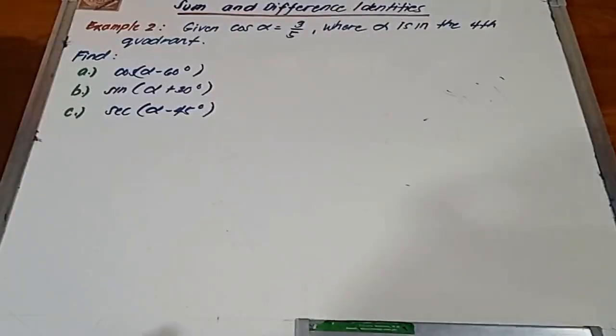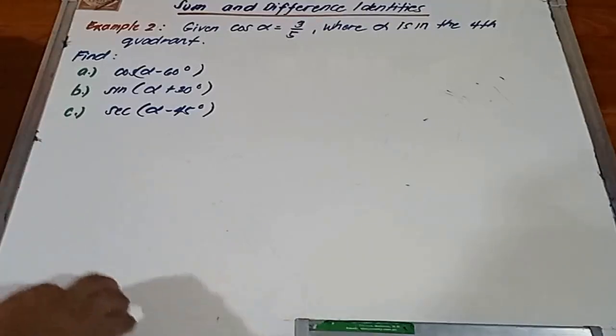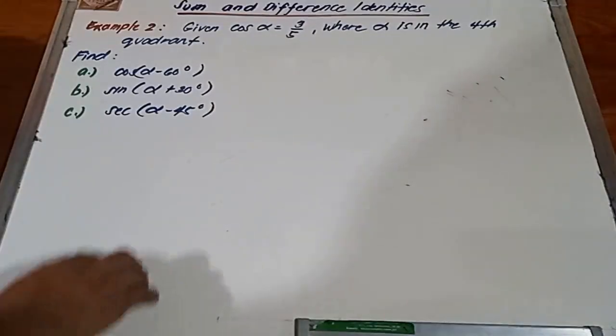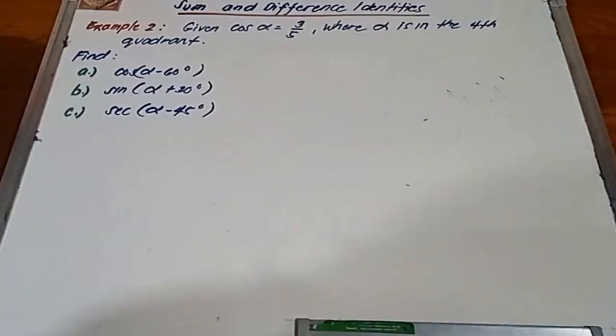Okay, so this is my second example about the topic sum and difference identities. It says, given cosine alpha equal to 3 over 5, where alpha is in the fourth quadrant, find A, cosine quantity alpha minus 60, B, sine of the sum of the angles alpha and 30 degrees, and C, secant of the difference of the angles alpha and 45 degrees.